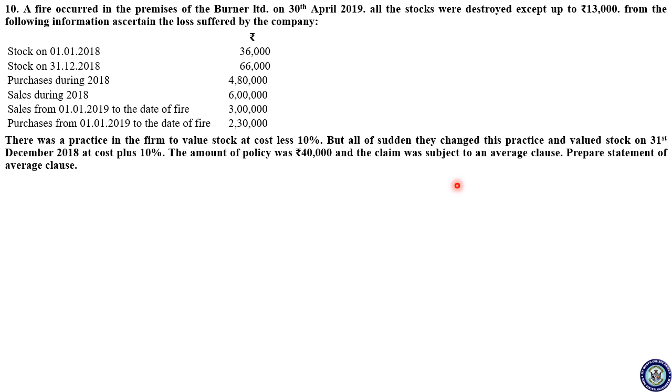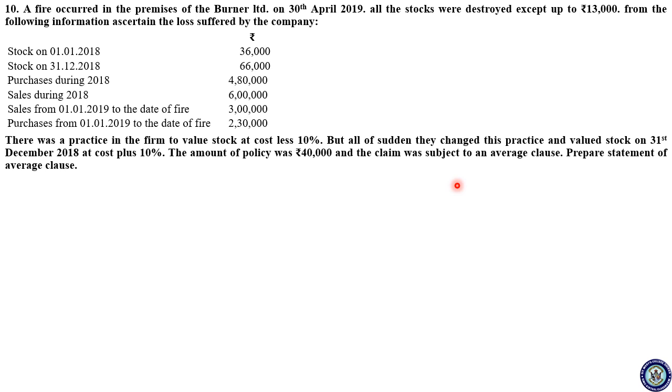Before that, you have to see the information. If the rate of gross profit or the amount of gross profit is not given, then in the problem they will give the items that come in the trading account relating to the previous year, and they will give the information relating to the current year, okay?